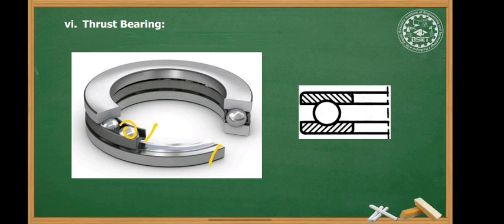The thrust ball bearing carries thrust load in only one direction and cannot carry any radial load. So the load is acting in this direction, so it cannot carry loads in this direction, that is the radial direction.